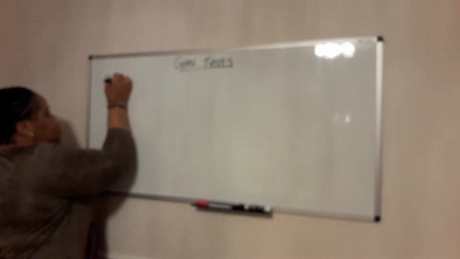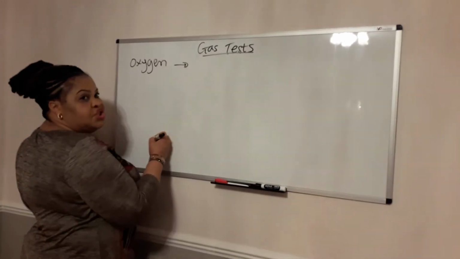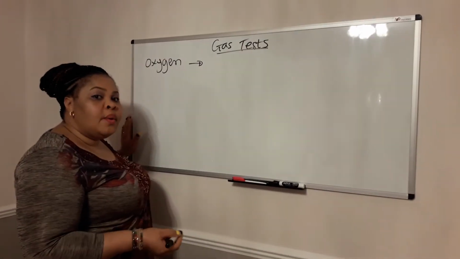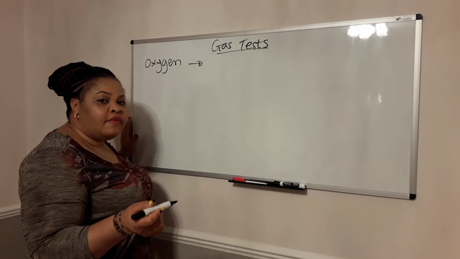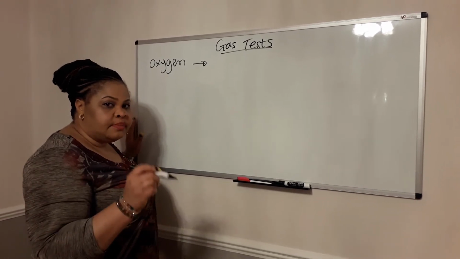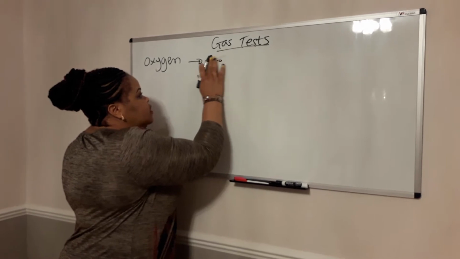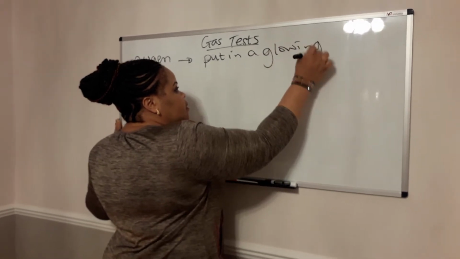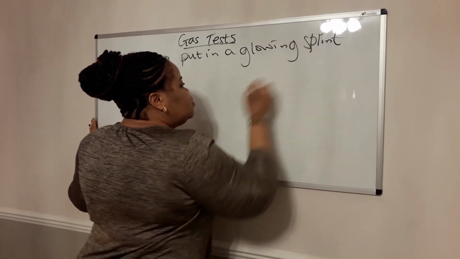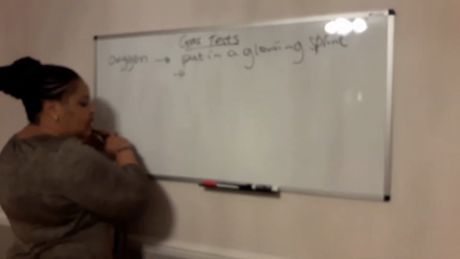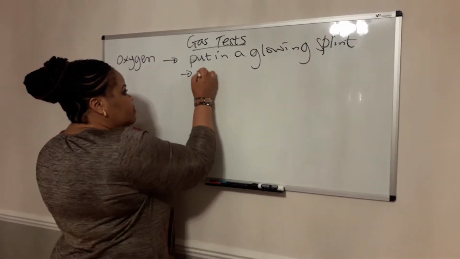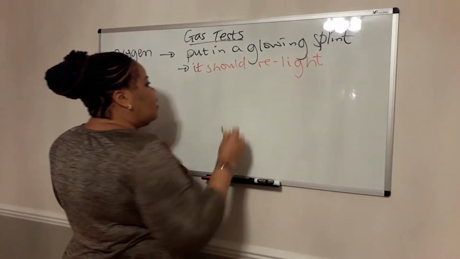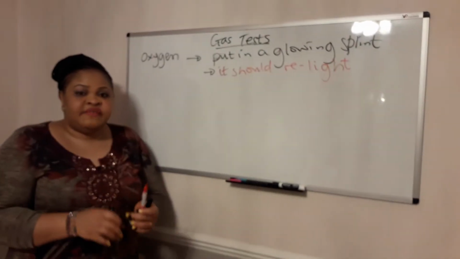So we have oxygen. The test for oxygen is you take a test tube that's filled with oxygen and you put in a glowing splint. A glowing splint is the one you light, then blow out the flame, and it will still be glowing. So insert a glowing splint into a test tube filled with oxygen, and the result should be that it relights. If it relights and brings up the flame, you know that gas is definitely oxygen.